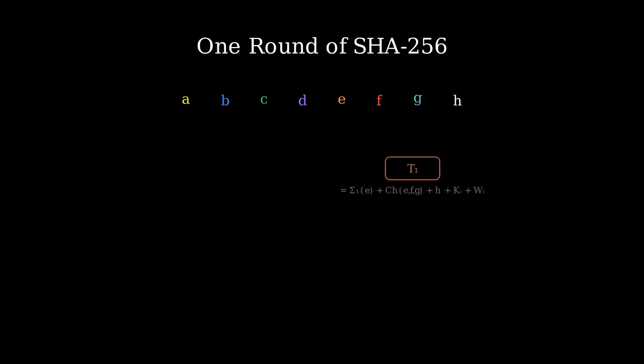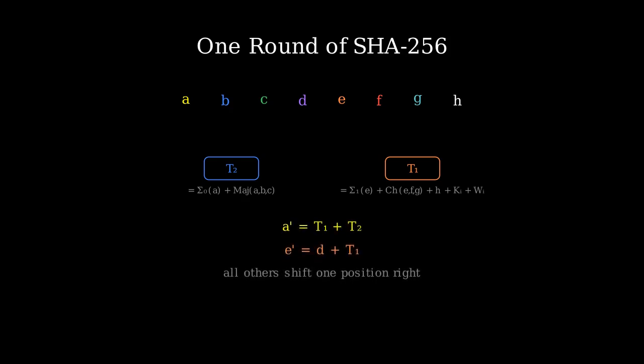Here's what one round looks like. We compute a temporary value from the sigma function, the choice function, the current variable h, the round constant, and the schedule word. This value then shifts all 8 variables down by 1 position, with the temporary value injected at the top. After 64 rounds of this, the bits are thoroughly mixed.